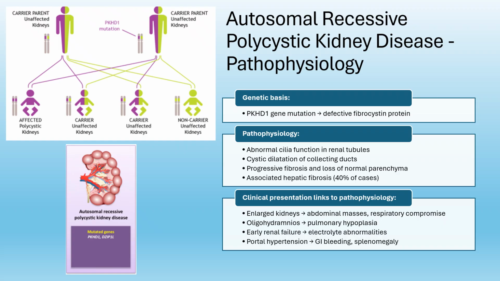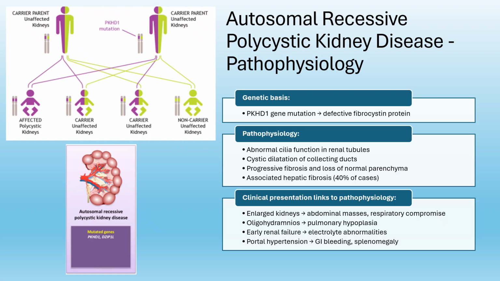Fibrocystin normally maintains proper ciliary structure and function, which regulates cellular signaling pathways controlling tubular development. When defective, these primary cilia cannot properly sense fluid flow or maintain normal cellular communication. This ciliary dysfunction leads to cystic dilatation, specifically of the collecting ducts. Unlike other cystic diseases, ARPKD affects the collecting system in a uniform pattern, creating the characteristic radiating cysts that give kidneys their enlarged, echogenic appearance on ultrasound.